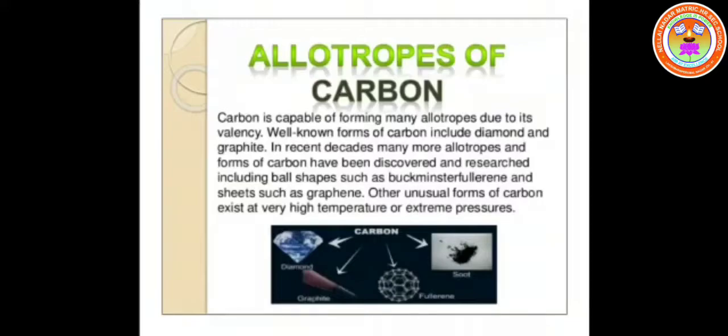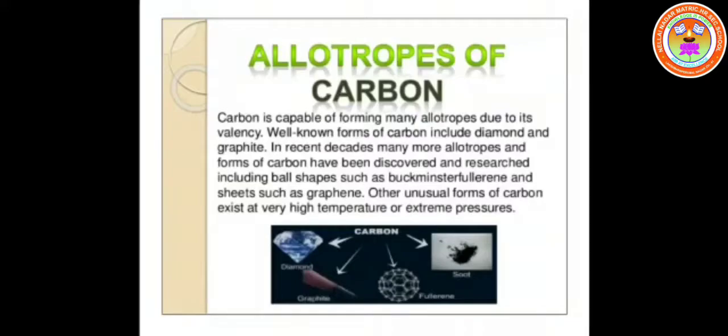Then the other allotropes are fullerene. Buckminster fullerene is a famous fullerene. It consists of 60 carbon atoms. It looks like a football, a soccer ball. So 60 carbon atoms constitute one Buckminster fullerene.